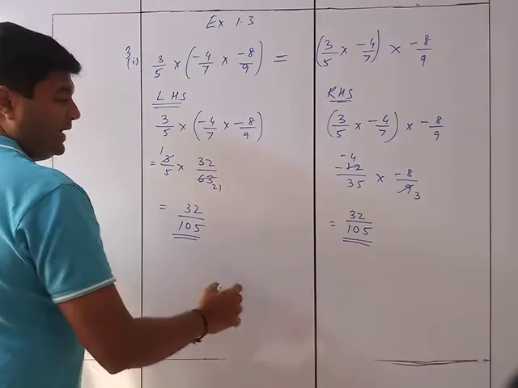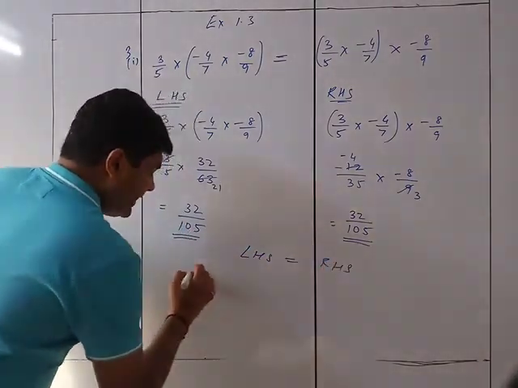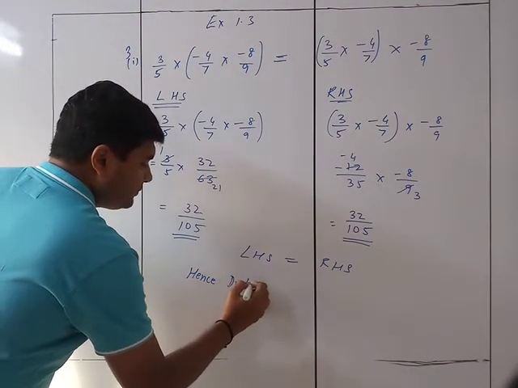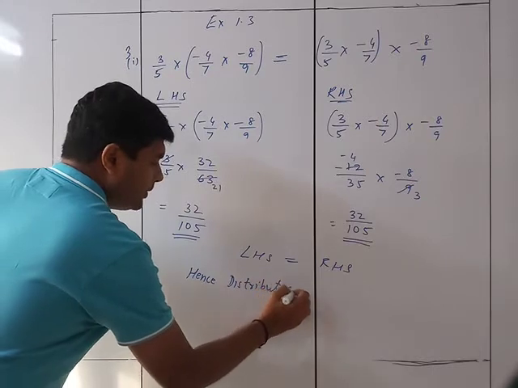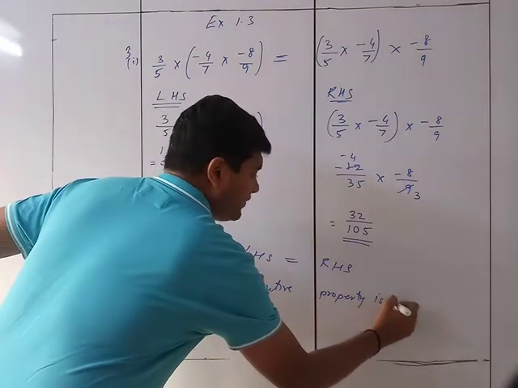Both are the same. Hence LHS is equal to RHS, hence the associative property is verified.